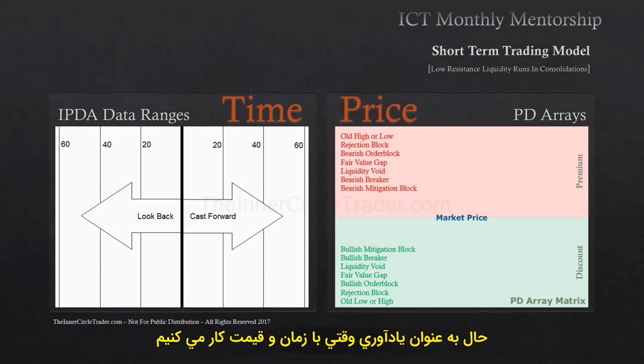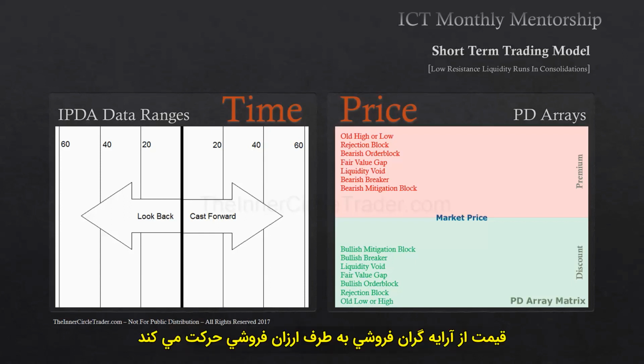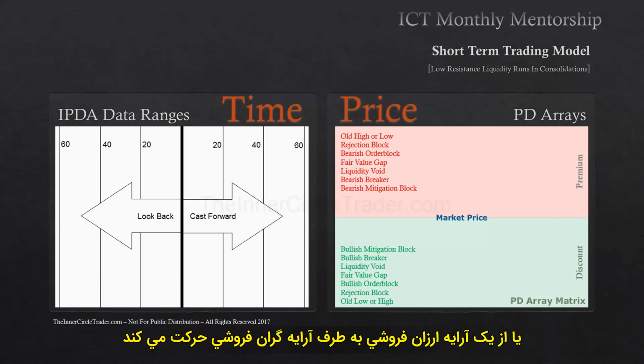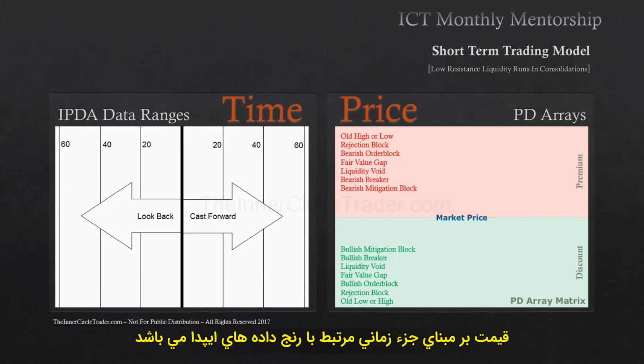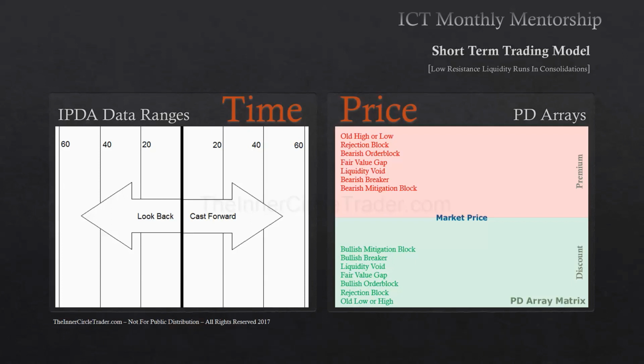Now, as a reminder, when we deal with time and price, price moves from a premium to a discount array or from a discount array to a premium array. In between these two realms of premium and discount, price will key off of a time element related to the up-to-date range. So we're blending both time and price, an element of the last 20, 40, and 60 days, to an institutional reference point in the realm of the PD array matrix.